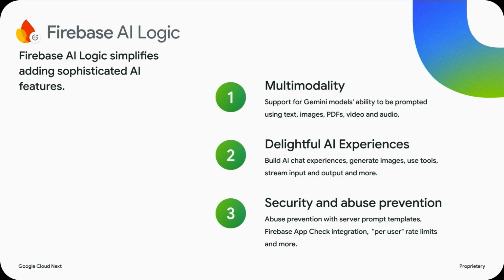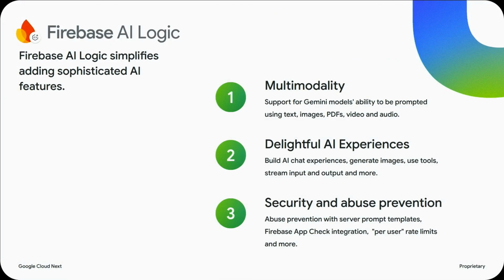Also, protecting your Gemini resources is one of the main reasons you would want to use Firebase AI Logic. Server prompt templates protect against exposing your prompts client-side. Integrations with Firebase App Check prevent non-application access to your models. And built-in user rate limits protect against a few users using up all of your app's AI quota.